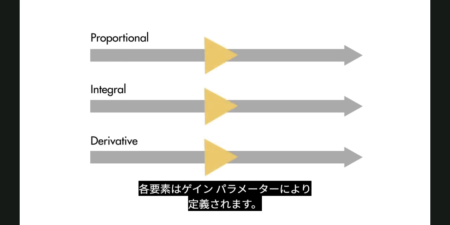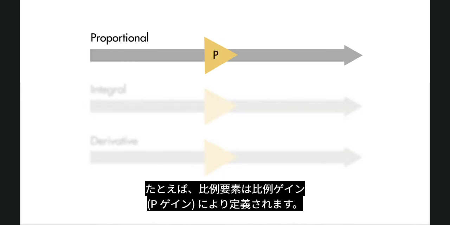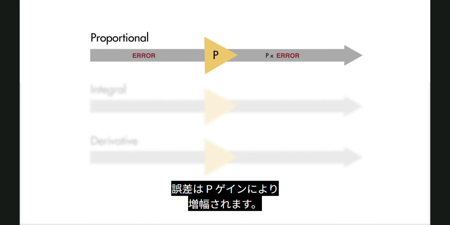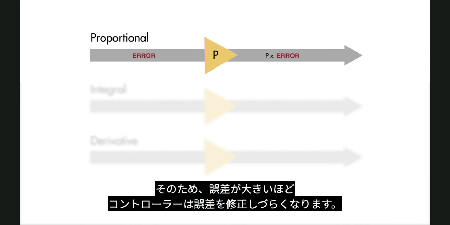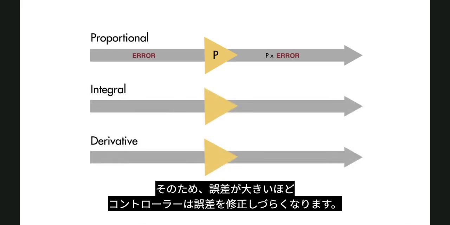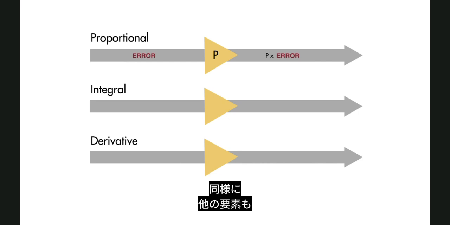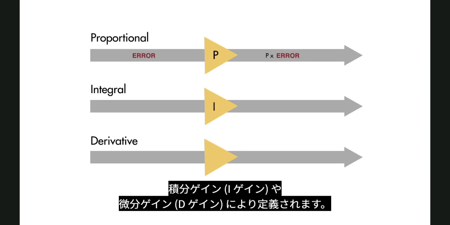Each element is defined by a gain parameter. For example, the proportional element is defined by the proportional gain, or P gain. The error is amplified by the P gain. So, the larger the error, the harder the controller works to correct it. Similarly, the other elements are defined by the integral gain, or I gain, and the derivative gain, or D gain.